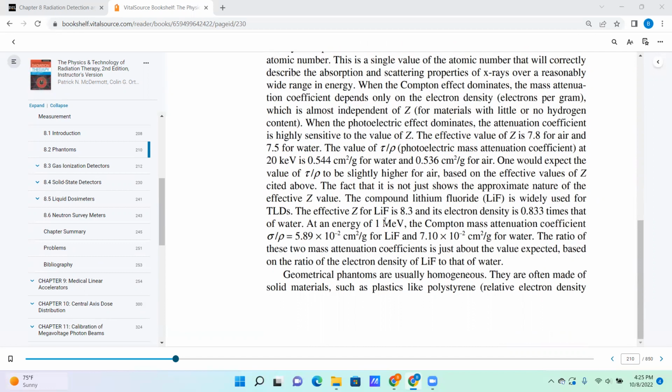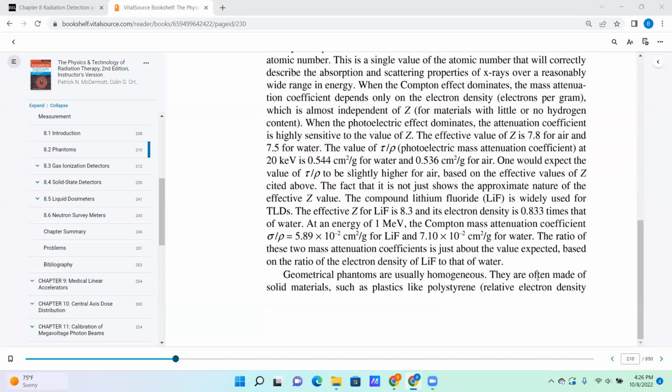The compound lithium fluoride is widely used in TLDs. The effective Z for lithium fluoride is 8.3, and its electron density is 0.833 times that of water. At an energy of 1 MeV, the Compton mass attenuation coefficient is this value for lithium fluoride and this value for water. So you can see here that it's a little bit lower for lithium fluoride than that of water. The ratio of these two mass attenuation coefficients is just above the value expected based on the ratio of electron density of lithium fluoride to that of water.